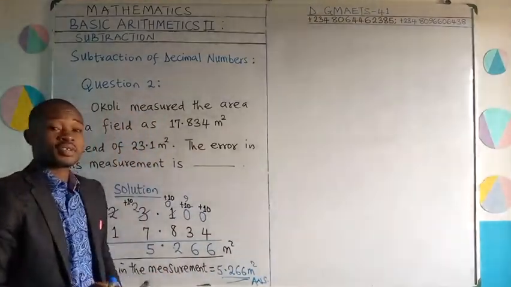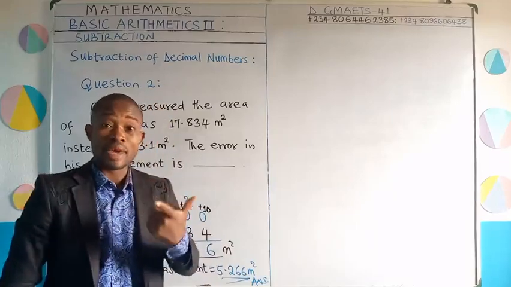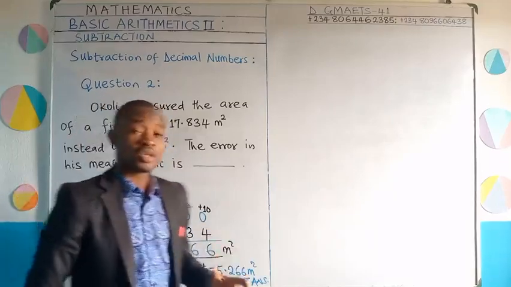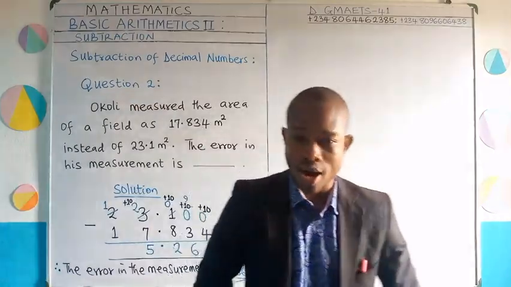And so this is the error that Okoli made. Is that okay? This question is an interesting one. I'm going to tell you why.